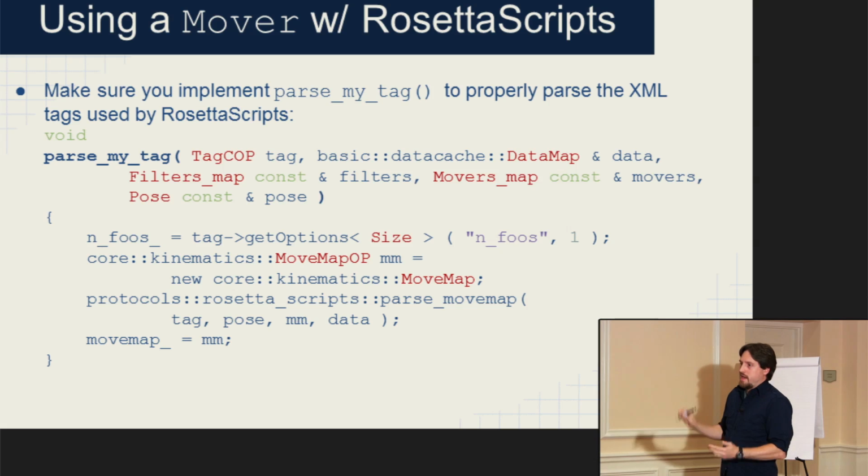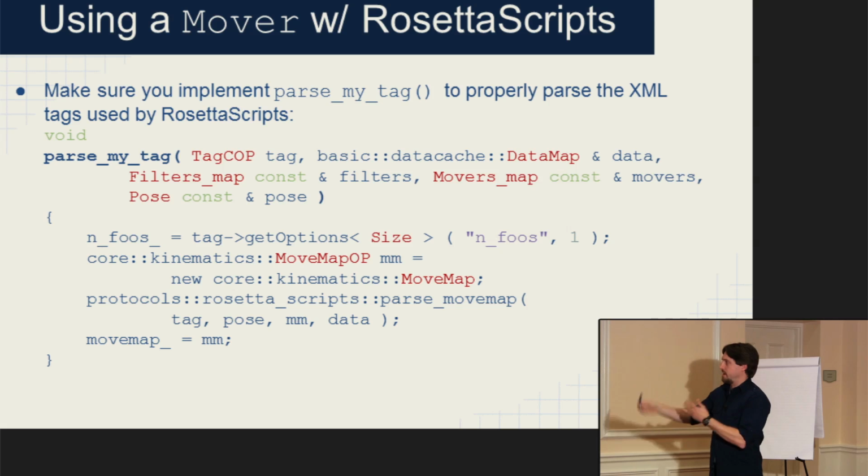And then for something more complicated like the move map, the move map comes from a different Rosetta scripts tag, and fortunately the Rosetta scripts namespace includes some handy parsing functions that are already there for you. You don't have to do the work. So you just call this protocols Rosetta scripts parse move map, and you give it the tag, you give it a pose, you create a new move map for it, like I do right here, you pass that in. It's going to modify the move map based on the information from the XML tags, and then you just set your move map right here. And so you can do things similar to that in your code when you're parsing my tag. So that's kind of it.